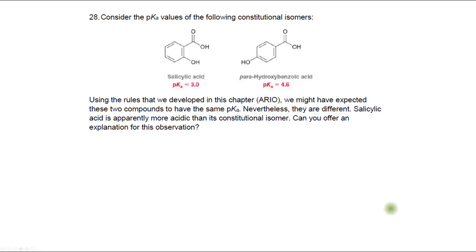So the structures are pretty much the same. The only difference is that in salicylic acid, our OH is next to the carboxylic acid. And in the other one, it is far apart from here. So how can we explain the pKa of salicylic acid being much more acidic versus this one here? This one has to do with the proximity.